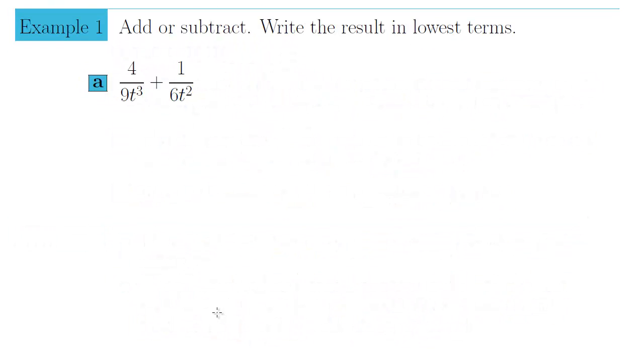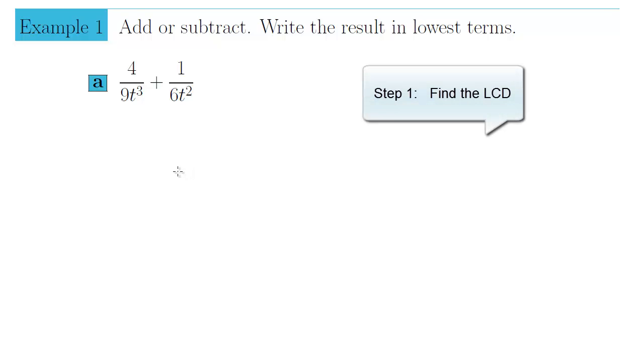Example 1. Add or subtract. Write the result in lowest terms. 1a. 4 over 9t cubed plus 1 over 6t squared. We observe that we are adding two rational expressions with unlike denominators. So our first step is to obtain the least common denominator. Let's do that.